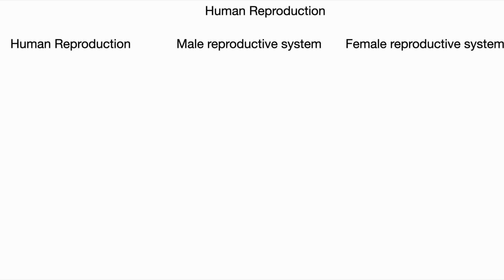Infundibulum has finger-like projections and they are called fimbriae. They help in the catching of the ovum from the ovary. Ampulla is present in the middle of the fallopian tube. Ampulla is the widest part, and isthmus is the narrowest part.